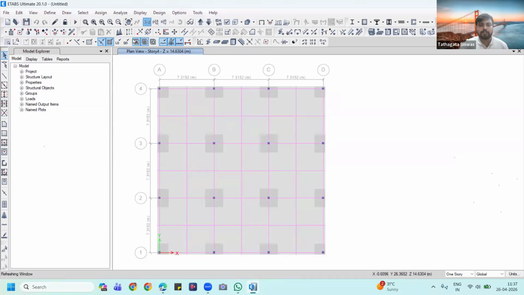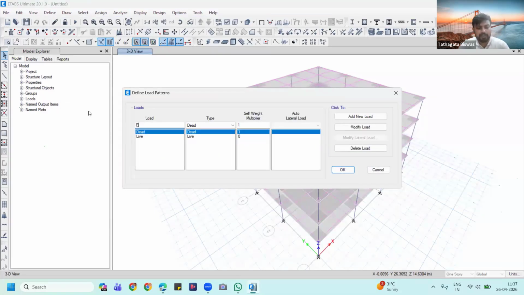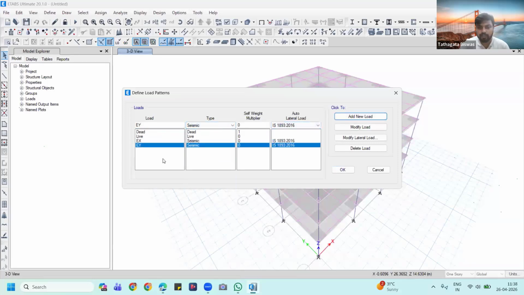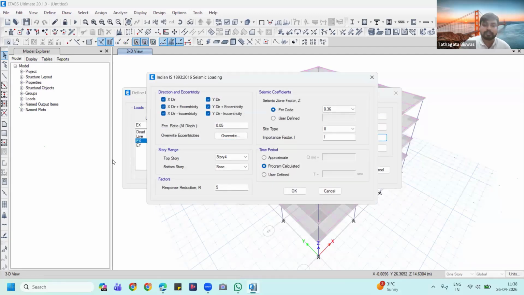All right, now for an example, let's get into the define load pattern. Now here we'll be taking EX, which is static earthquake, right? So seismic, here we'll change the code, IS 1893-2016. This is the static earthquake we are dealing with right now. Now in the EX, there is a modify option. Now here, what you need to do is the main thing. Whatever we have studied so far, we need to apply over here. So it is an X side, so the Y side will be unchecked. We don't need to take the Y side.